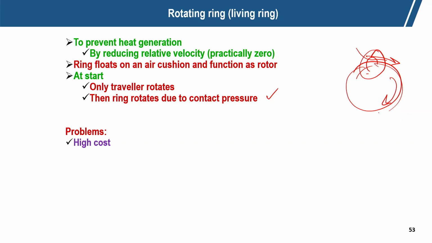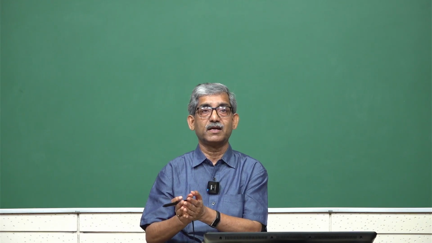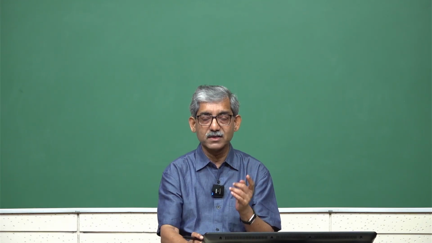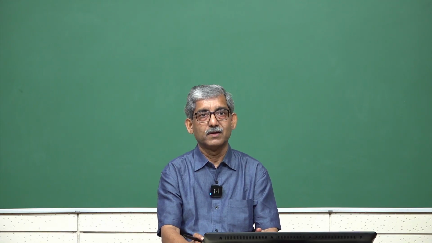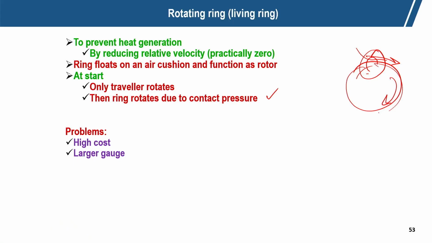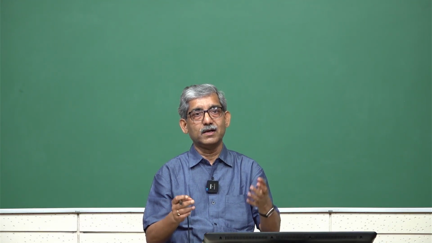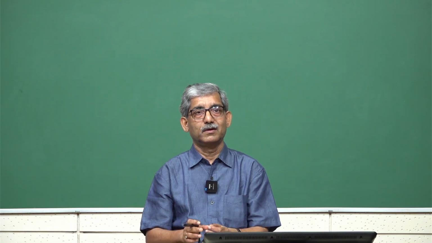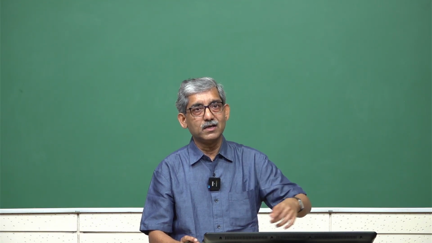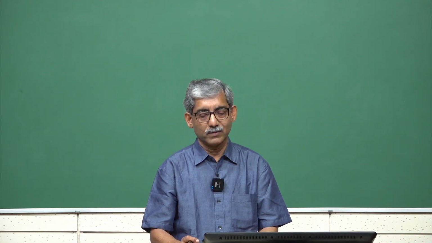The cost of this type of ring is high, because you need an additional floating air cushion contact arrangement for each and every ring. So, maintenance is very costly, and to maintain that, we have to have a higher gauge. That means the number of spindles per machine will be lower than in the normal case, so per unit floor space the productivity will be less.